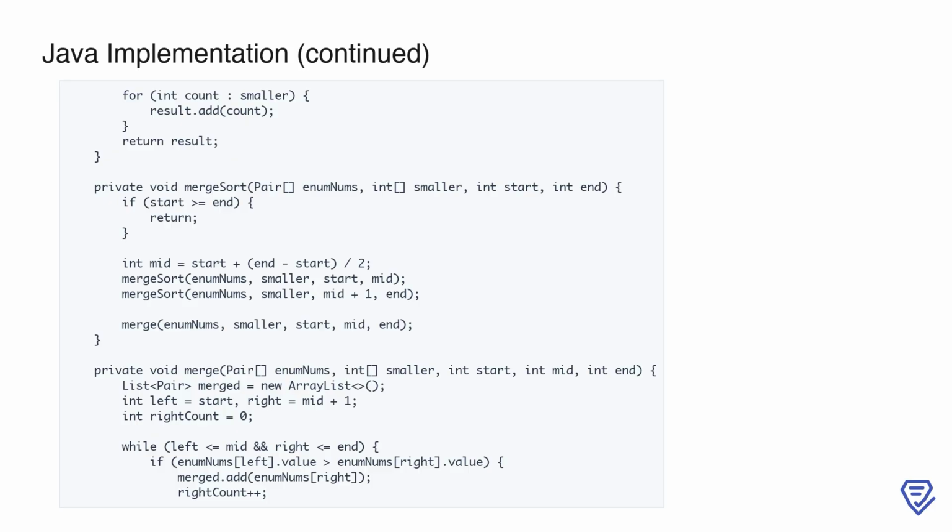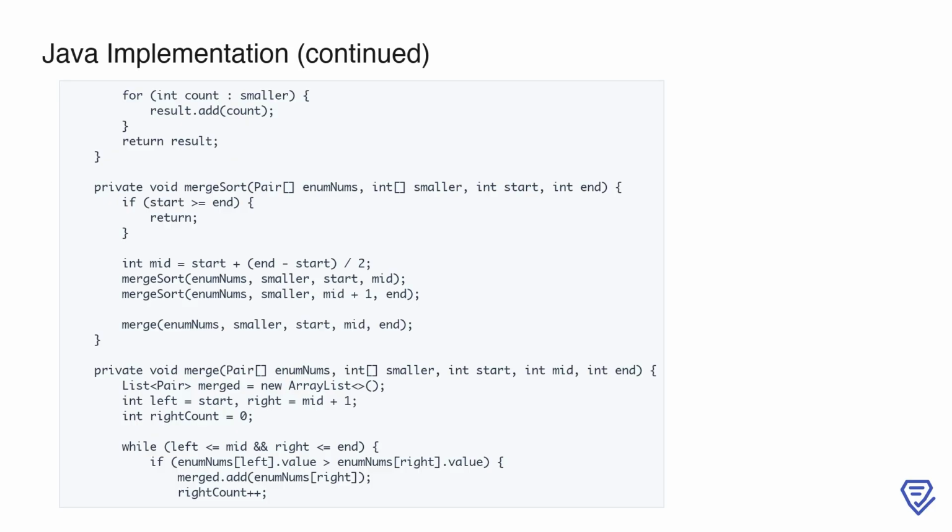The mergesort function is the core of this implementation and is defined as a private helper method. It takes the enumerated array enum-nums, the smaller result array, and the current bounds of the segment to be sorted, namely start and end. The function begins by checking if the segment size is 1 or 0, in which case no further sorting is needed.